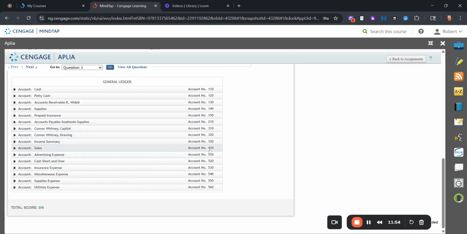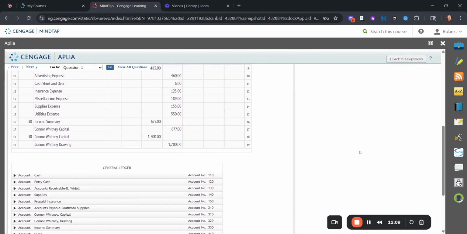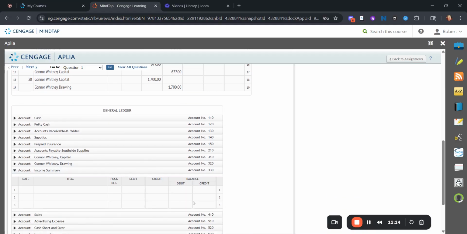Oh, need to get the account number, 410. Okay, so now we've got income summary, $21.60. So let's find the income summary. Income summary, you see there's nothing here. So basically the sales have been converted to income. Income summary, $21.60 credit. So now the new balance is a credit.